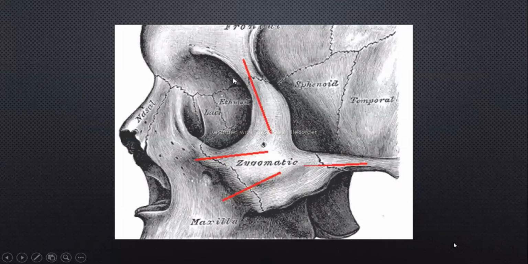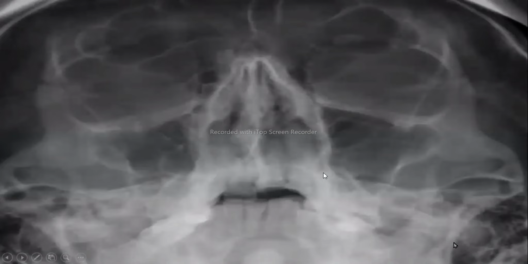Okay. This fracture has 4 components. That's why it's called zygomatic complex fracture. Okay. So this one, this one, this one, this one. Okay. So is it on the right or left?